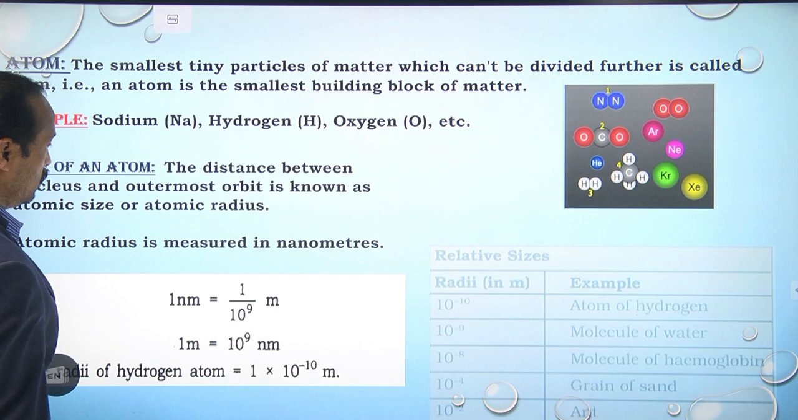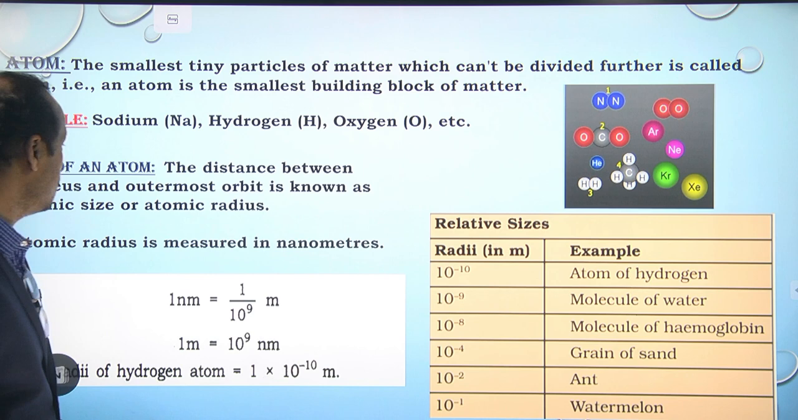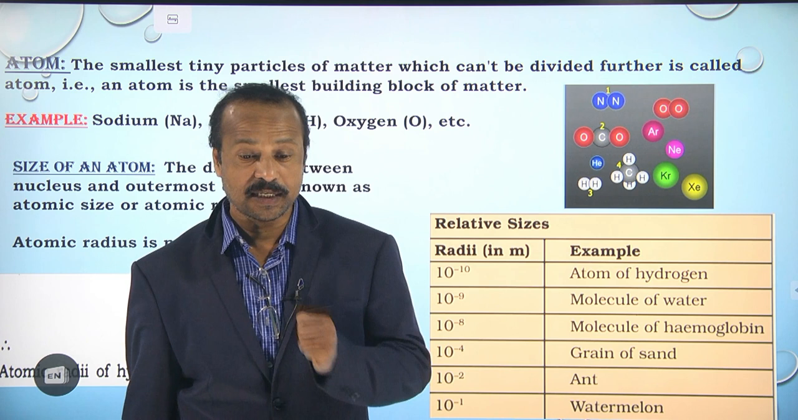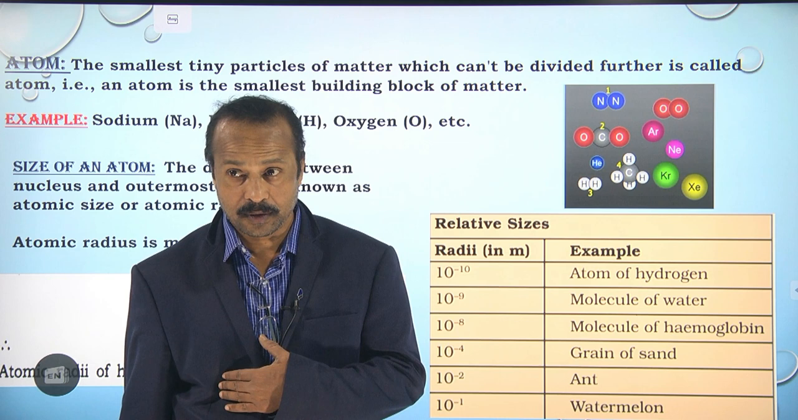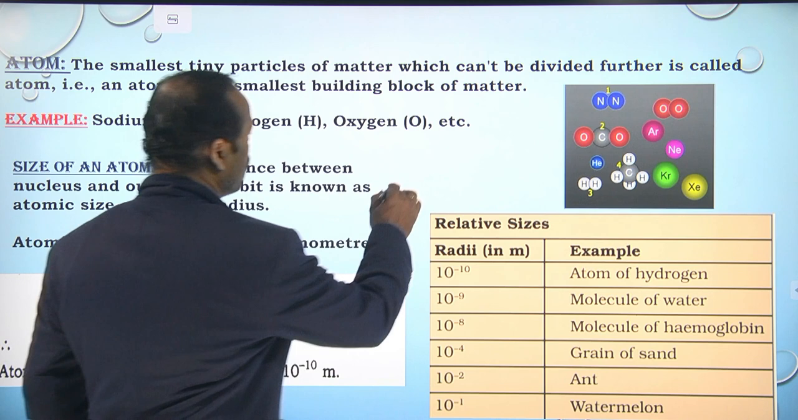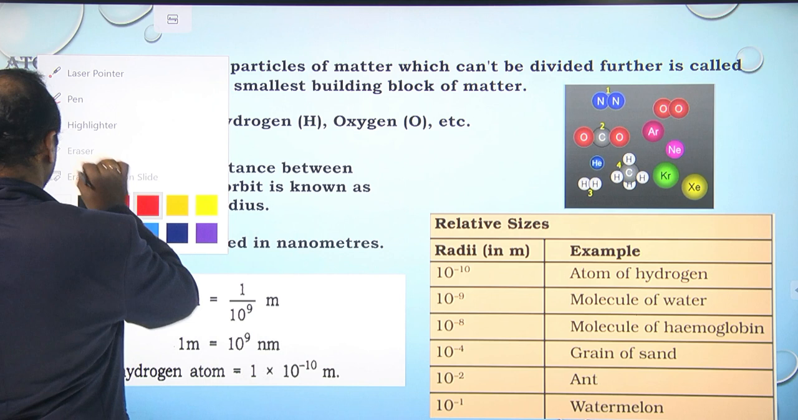So we can define that the distance between the nucleus and the outermost orbit is known as the atomic size or atomic radius, and atomic size is generally expressed in nanometers. What is a nano? Yes, very good. 10 to the power of minus 9 is called a nano.